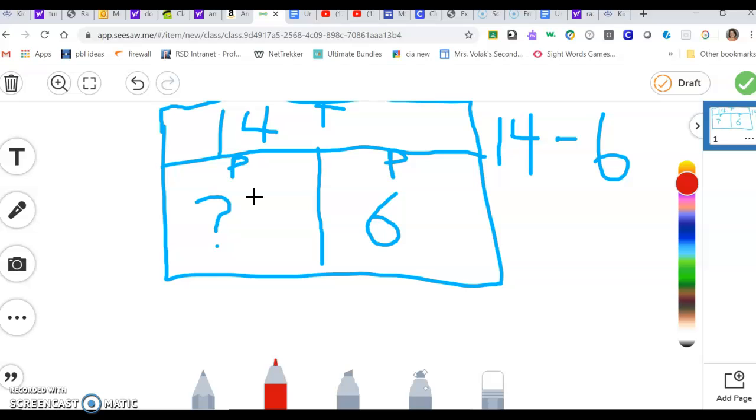So I'm going to put 14 in my head. 14, I'm going to back up 6. 14, 13, 12, 11, 10, 9, 8. You should be putting 8 into this spot.